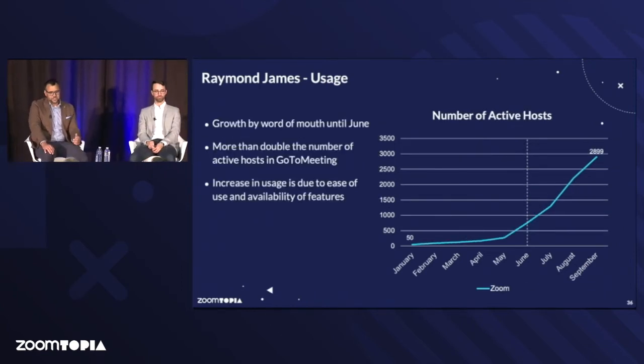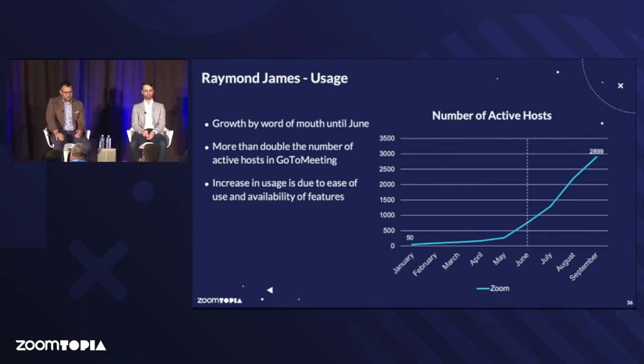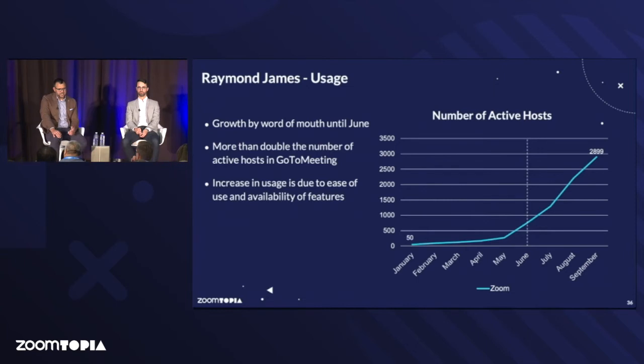And then here's another chart. This one shows the active users. So again, we grew by word of mouth until June, where the dotted line is. We only had 1,500 active host accounts with GoToMeeting, so we never went over that. As of September, we had 2,900 active hosts in Zoom. Now that we're in October, we're actually well over 3,000, so we've more than doubled our active host count in just 4 months.